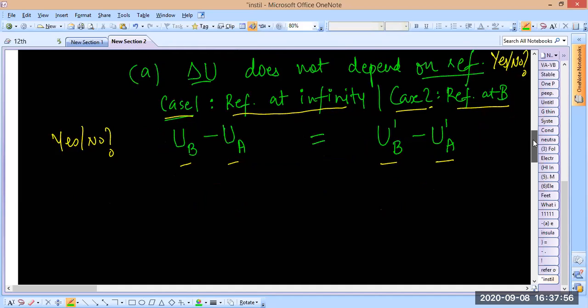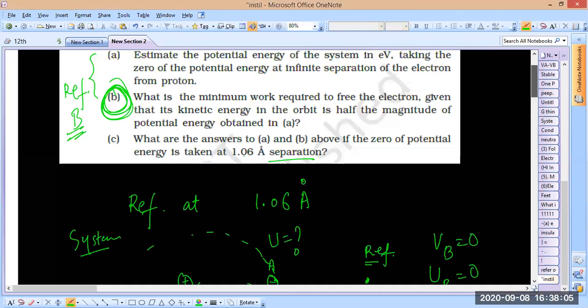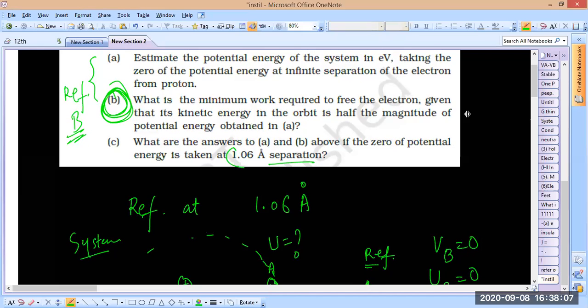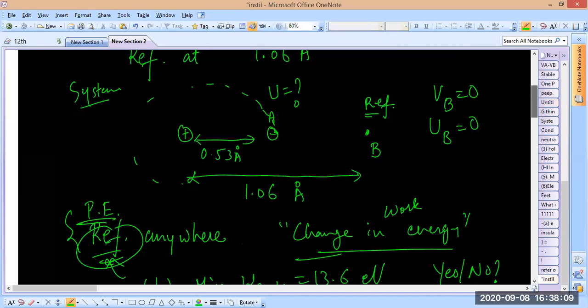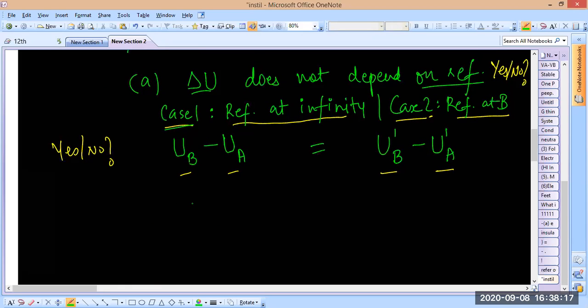Now let's start putting everything in. The advantage of reference at B is given in the question. It is written that you take reference over here. So that's why we have taken reference at this point B, which is at distance 1.06 angstrom. So now UB. We are taking reference at infinity, so we can use our favorite formula.